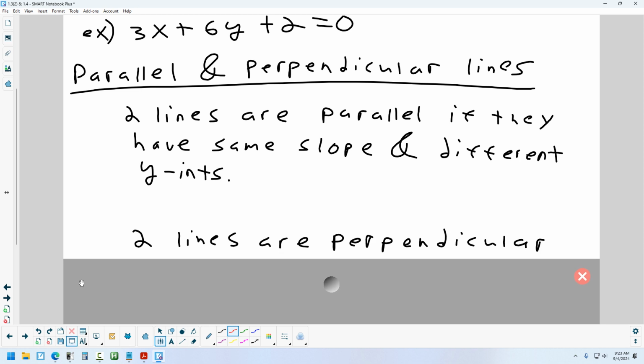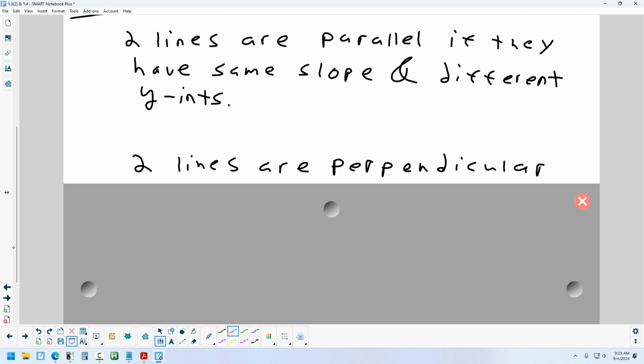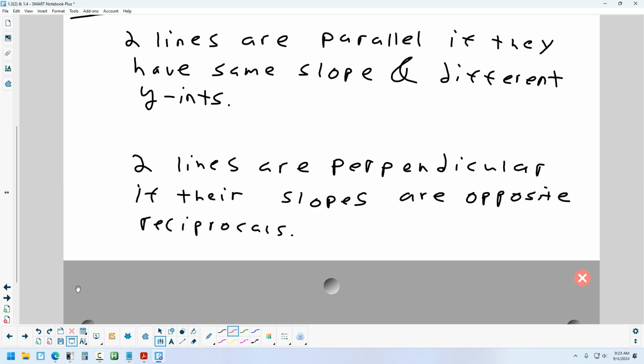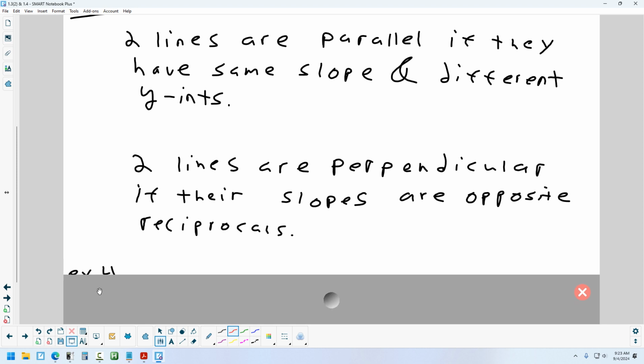How about perpendicular? This one's a little harder to remember. It has to do with the slopes. There is a word involved that starts with an R. It's the negative reciprocal. Yeah, the opposite reciprocal. So for example, if you had a line with a slope of 2/3, the opposite reciprocal is -3/2. You flip it and make it the opposite.